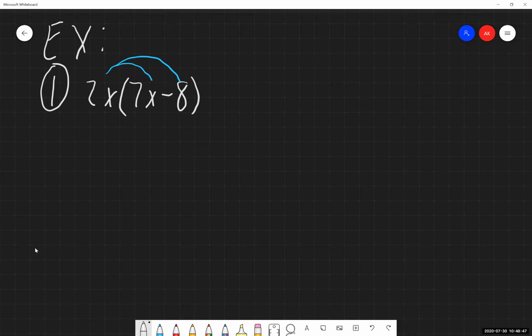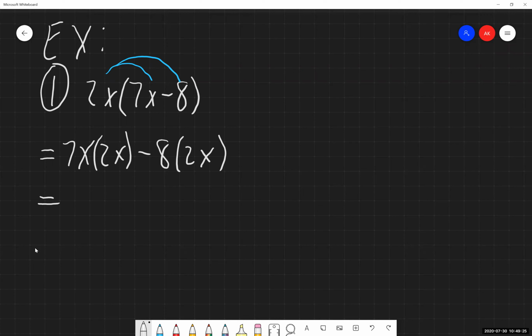Now again, my recommendation, you do not have to do this. You can do this multiplication in your head if you can keep track of it. But if you're not someone who is comfortable with doing a lot of multiplication in your head, which is fine, then write it out for yourself like this. We have 7x times 2x minus 8 times 2x. Again, this 2x is distributing through, and it's going to multiply to both terms inside that binomial.